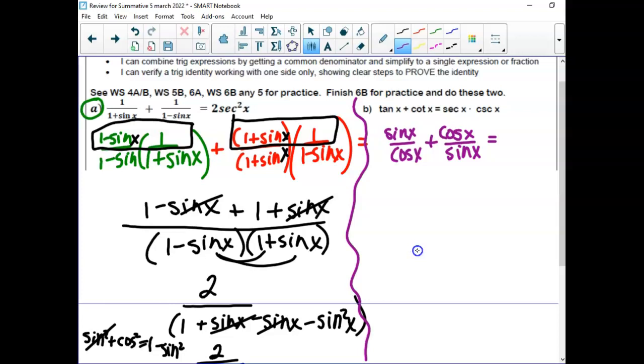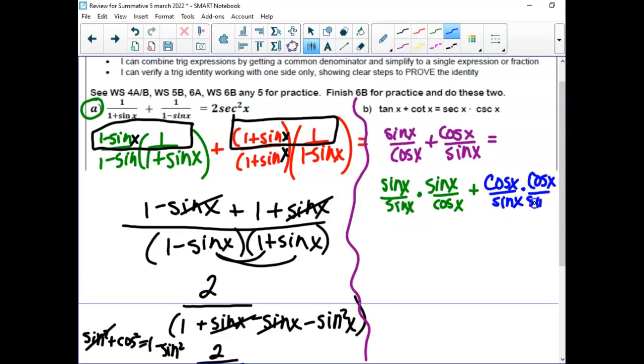This is not going anywhere nice. I think we need a common denominator, right? So we would need to multiply this one by sine x over sine x. And this guy over here had a cosine x over a sine x. For the common denominator to have a sine and a cosine, it's going to multiply by a cosine over cosine. Sorry, I started to write that wrong.